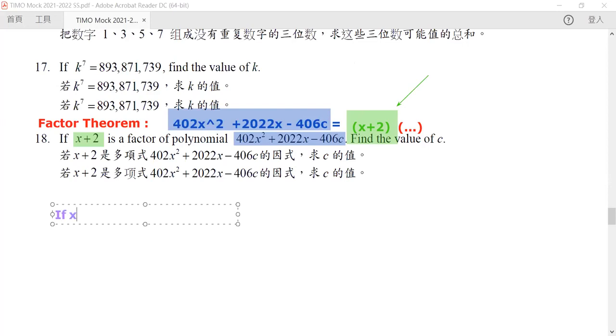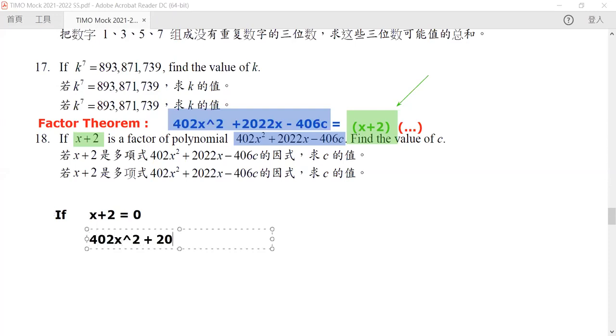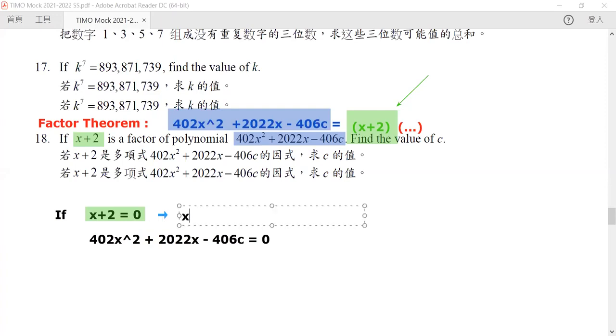If x plus 2, which is our green part, is equal to 0, it means that our 402x squared plus 2022x minus 406c, our blue part, must also equal 0. But what do you mean by green equals 0? It means that our x is equal to -2.